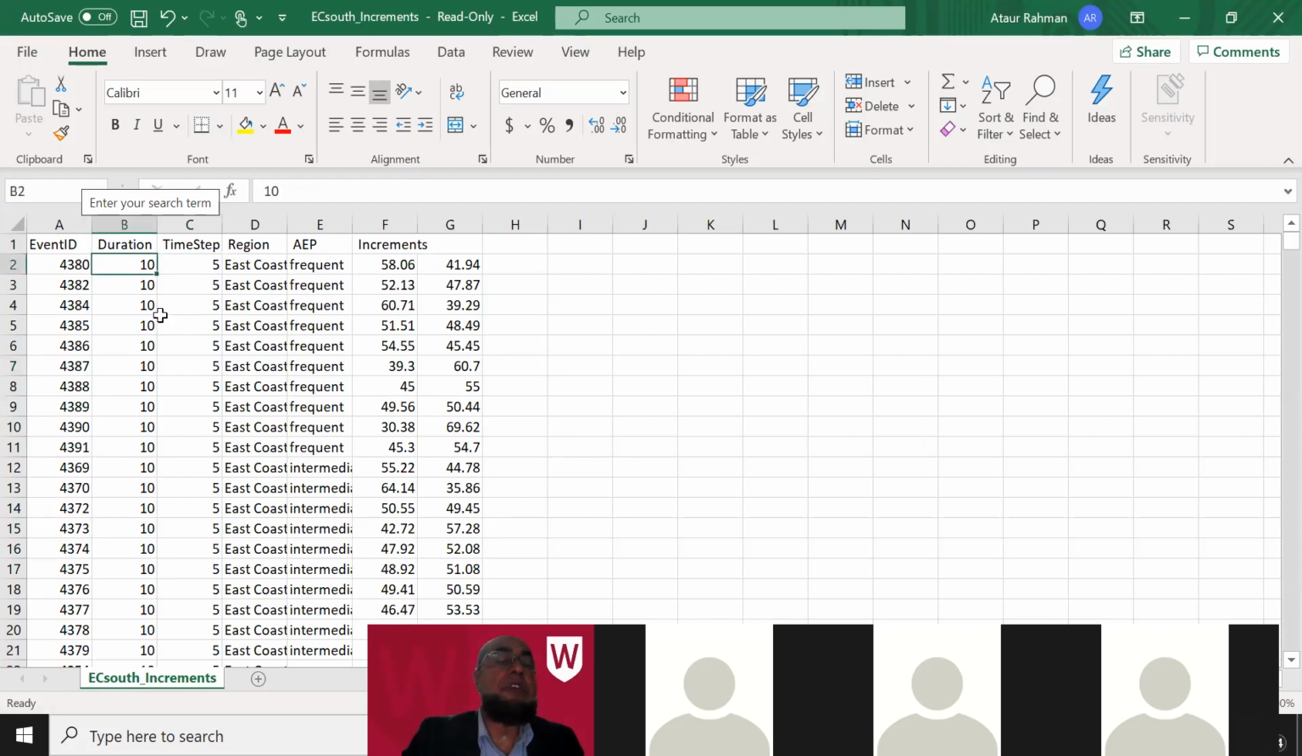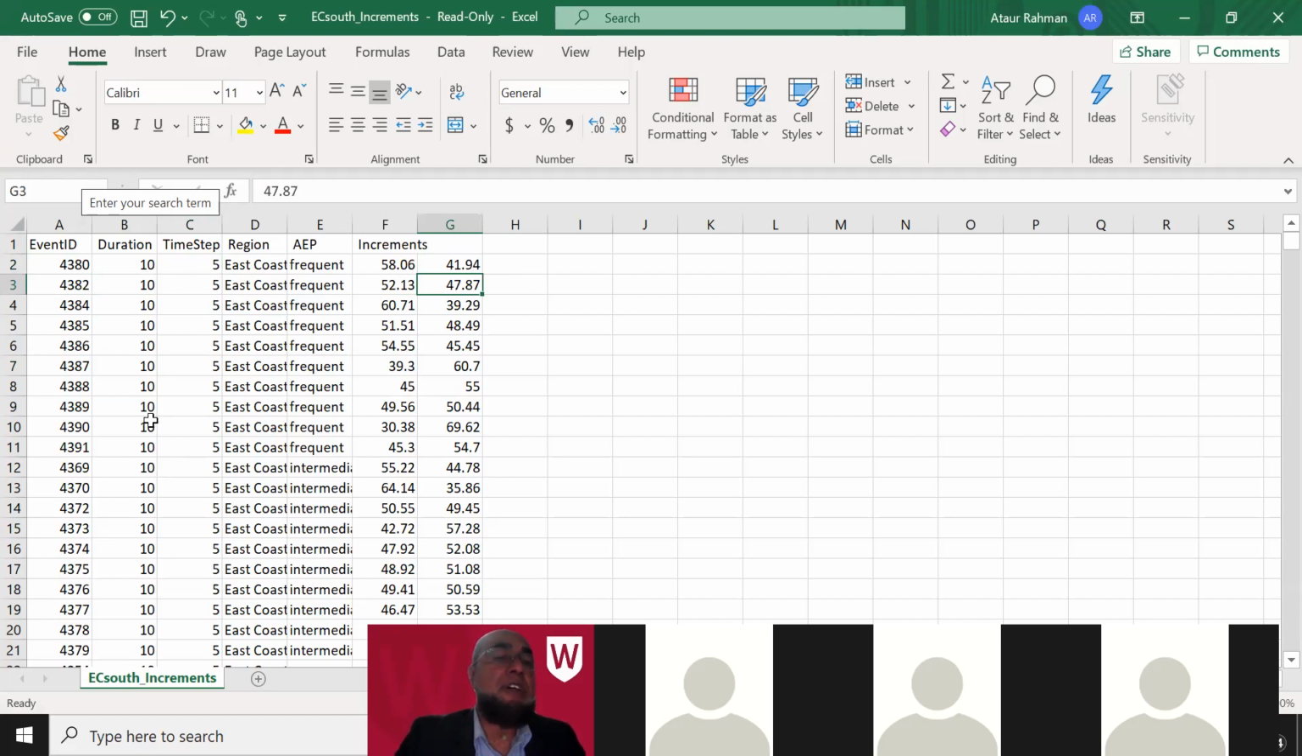So another screen here, and we can see here that these are the temporal patterns. You see 10 minutes duration and 5 minutes is the time step. So for the first 5 minutes, the rainfall is 58.06%. And for the second 5 minutes, it is 41.94% of the rainfall that happened for that event ID. If you take another event which has 10-minute duration, the first 5 minutes is this percentage, the second 5 minutes this percent.